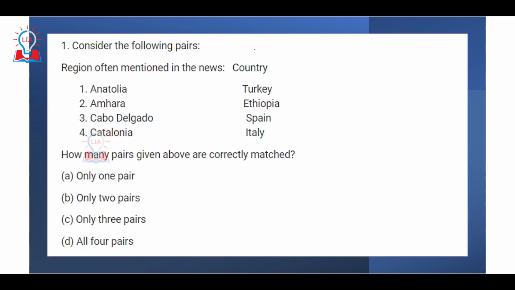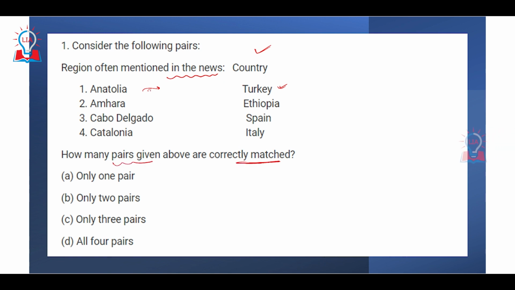Next question is again related to world geography, world mapping, and this is related to the areas which were mentioned in the news in past years. The question asks whether these regions belong to the given country or not, and how many given pairs are correctly matched with each other.